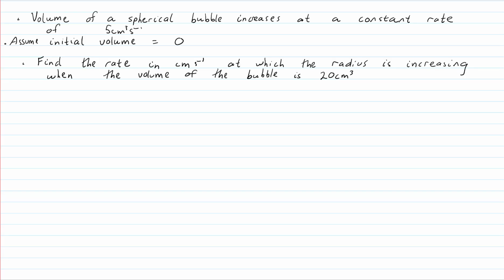So with these rates of change questions, we can just apply the chain rule. Since the volume depends on the radius and the radius depends on time, we just apply the chain rule. So let's look at how we do this.